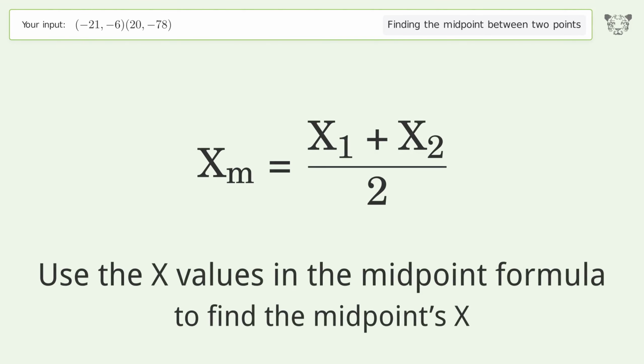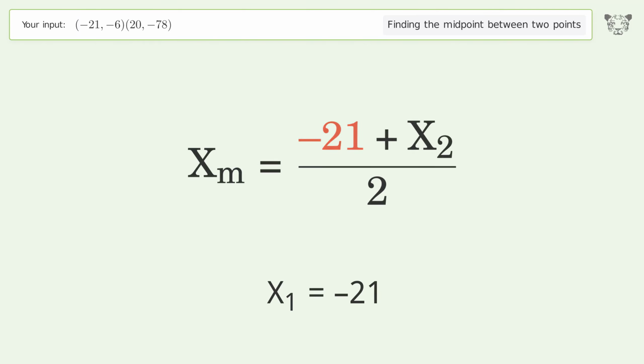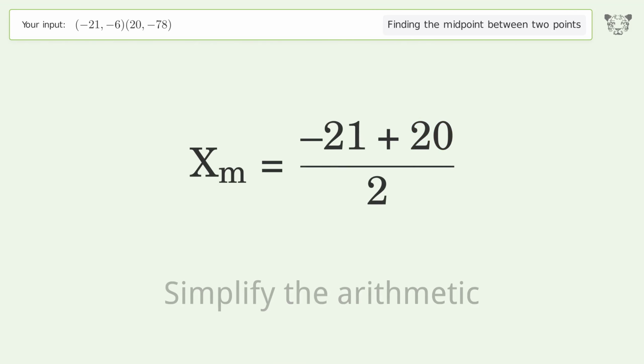Use the x values in the midpoint formula to find the midpoints x. x1 equals negative 21. x2 equals 20. Simplify the arithmetic.